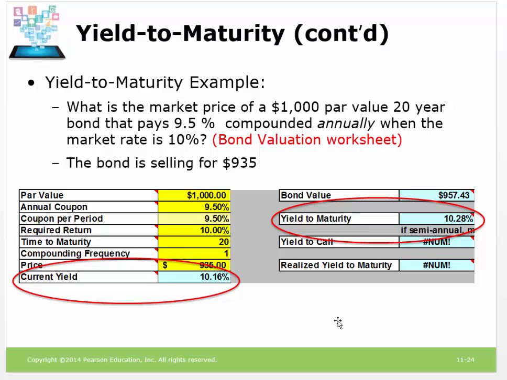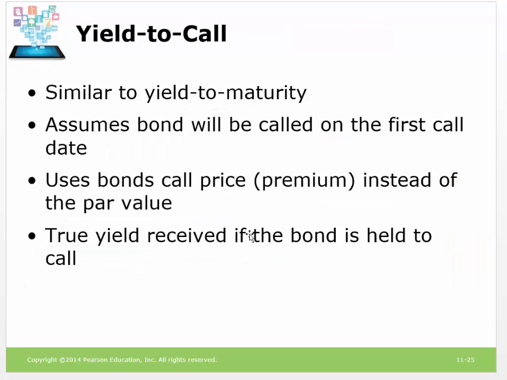Now, what are you going to do with the $950 coupons that you get? Of course, they're going to be reinvested. But that is another question. That isn't the thing that we're interested in when we think about this yield to maturity question.